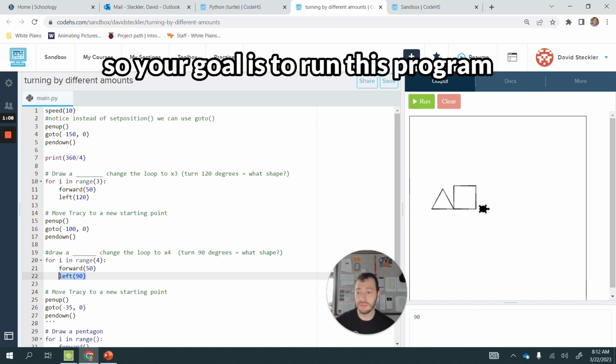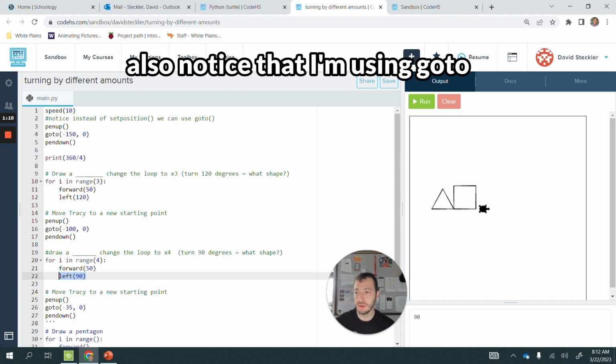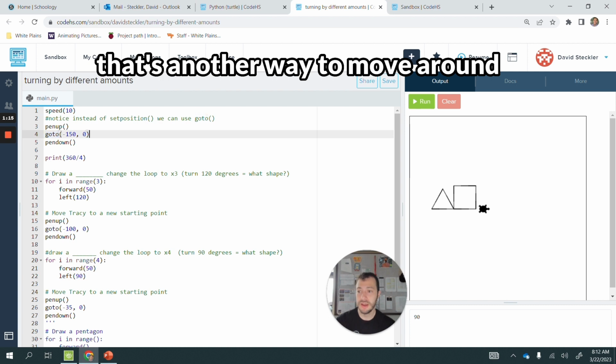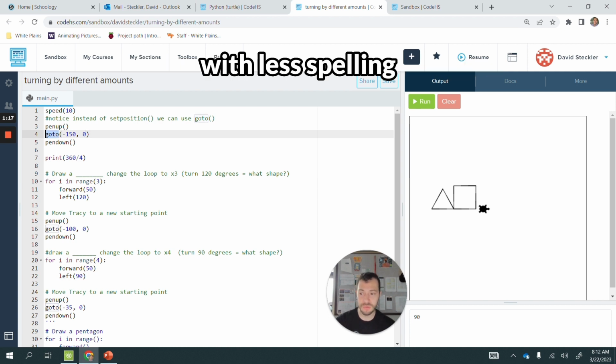So your goal is to run this program. Also notice that I'm using goto to move this as opposed to set position. That's another way to move around with less spelling.